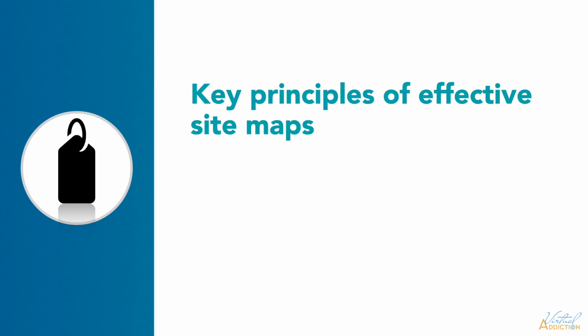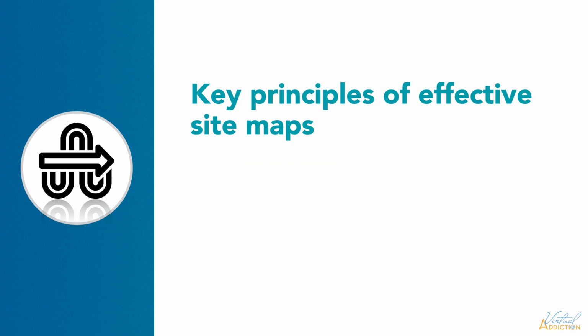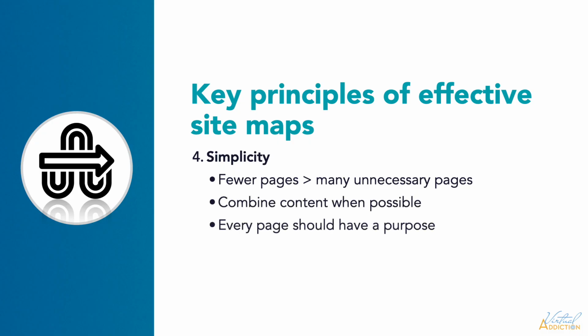Third are user-focused labels. Page names should be clear and descriptive. Avoid clever or vague labels like stuff or more. Instead, use labels like services, pricing, or contact. Fourth is simplicity. Fewer purposeful pages are better than many unnecessary ones. Combine content whenever possible and always ask whether a page truly needs to exist.